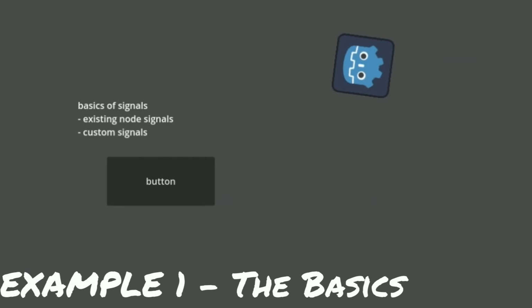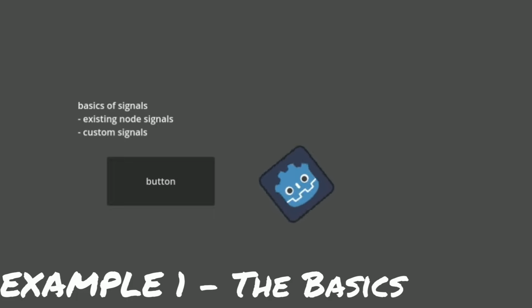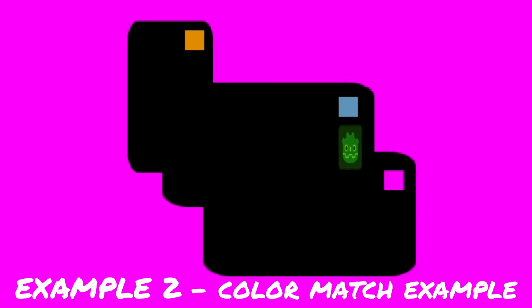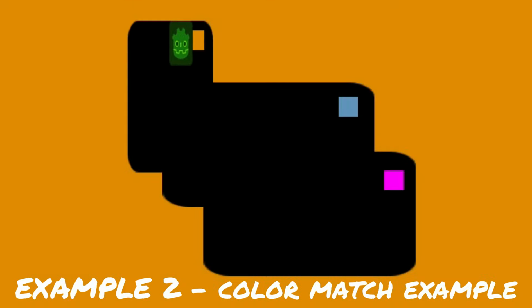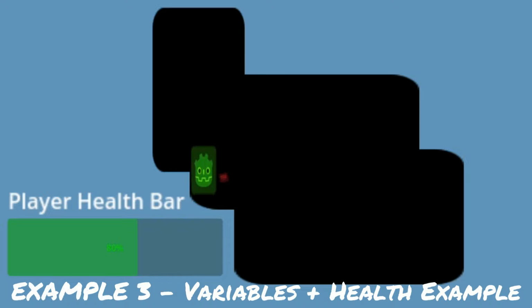In example 1, we'll quickly cover the basics and how to use different types of signals. Then in example 2, we'll create a world with different plates that send signals to the background to change the color to match the color of that plate. And in example 3, we'll go over how variables work with signals and how you can pass variables through signals as we create this enemy attack and the updating player health bar.